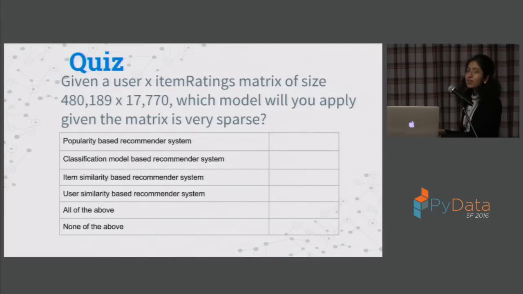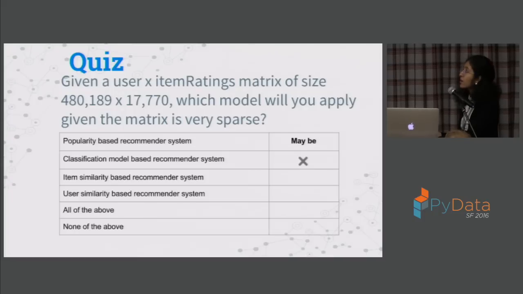So now a quiz. Given a user-item ratings matrix of size 480,000 cross approximately 17,000, which model will you apply, given the matrix is very sparse? Popularity-based recommender system, how about that? I would say maybe we could apply that, but it wouldn't make much sense here, because it could simply tell what are the most highly rated movies, but it won't help us much here. And one thing we need to keep in mind is that this matrix is very sparse as well.